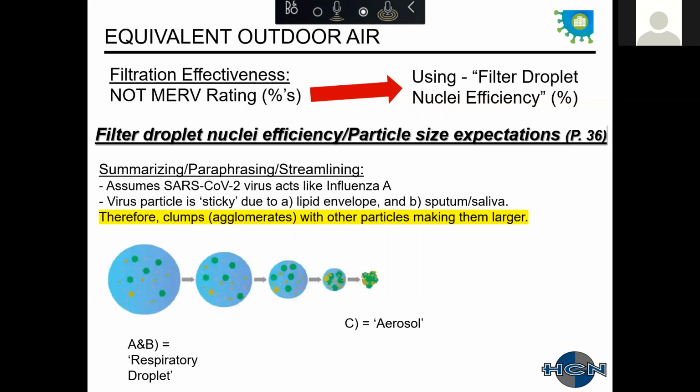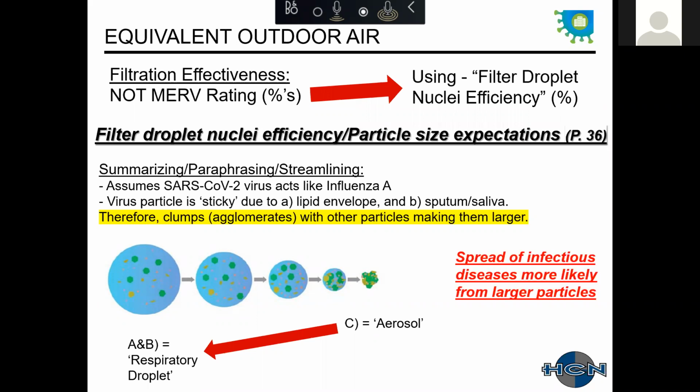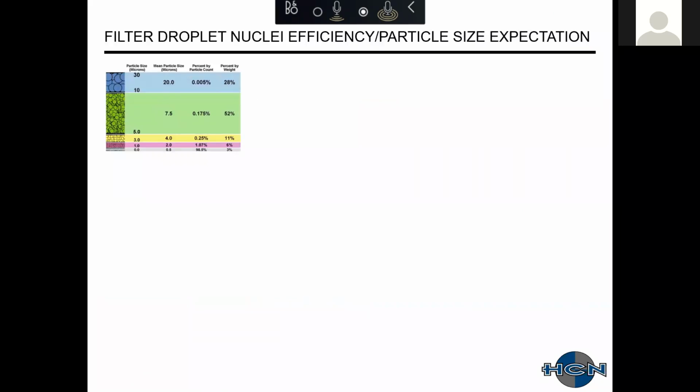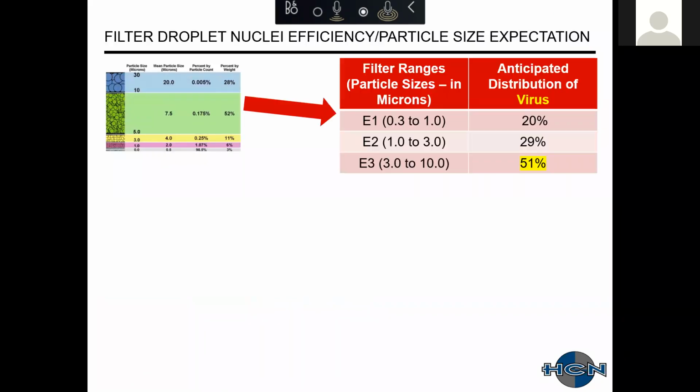Back to our little picture here from the standard. Before we had our respiratory droplets, the ones shown in blue, and then our aerosols. The direction that the committee is going towards is that basically the spread of infectious diseases is more likely occurring due to larger particles. So what the committee then has done is said, okay, with those larger particles, they're going to anticipate the percentage that the virus is present on each of these three different particle sizes.